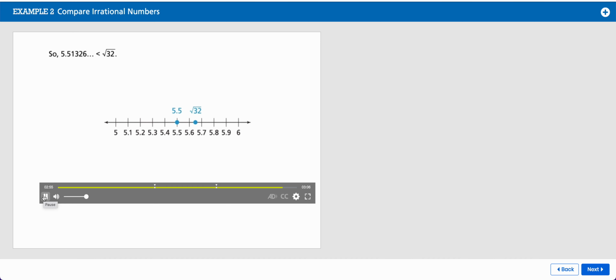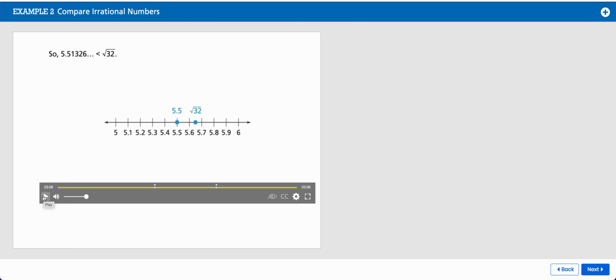The number line shows that 5.51326 and so on is less than the square root of 32. There you go. So we need to be able to put numbers in order like this, and put them on a number line to find their order like that.